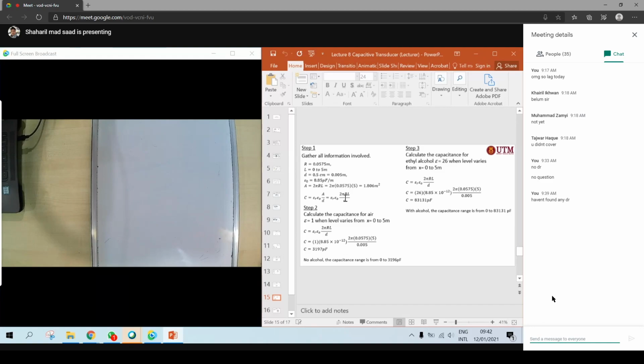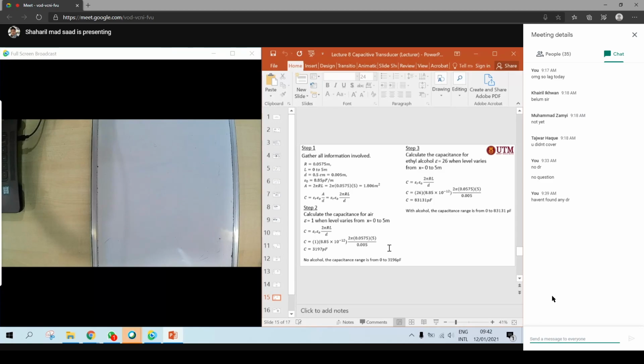And then you start to calculate for the air, right? So dielectric constant equal to 1, and then you times 1. Of course, 0 meter, that means the capacitance will be 0. Okay. For the 5 meter, you just apply L equal to 5 meter, and then you will get this value C. Okay. So that means for the air, the capacitance value will vary from 0 to 3,199.7 picofarad.